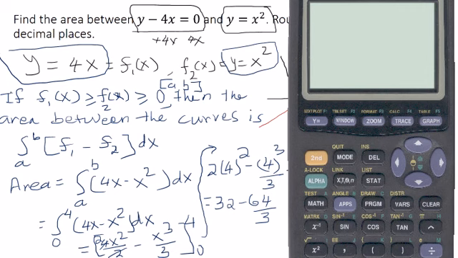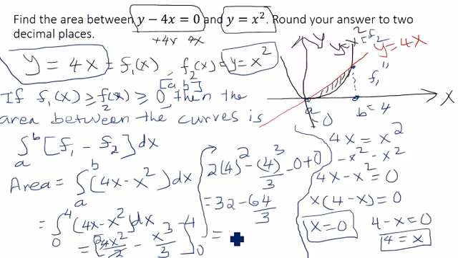So we have 32 minus 64 divided by 3, and that's going to give us 10.66. So to 2 decimal places, that's going to be 10.67, which is our final answer.